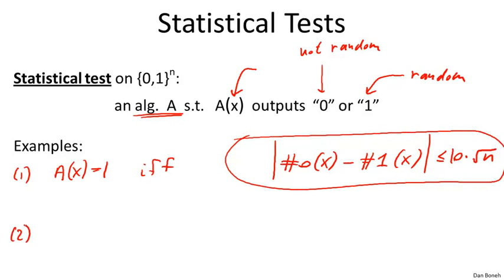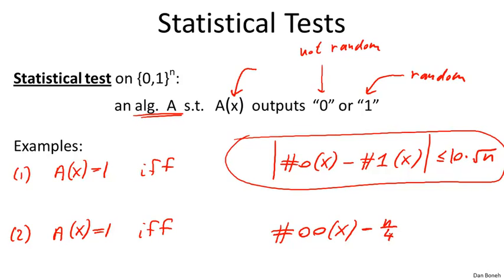Let's look at another similar example. Here, the statistical test will say 1 if and only if the number of times that we have 2 consecutive zeros inside of x is about what we'd expect. Let's think about this for a second. This counts, in this string of n bits, the number of times that we see the pattern 0, 0, 2 consecutive zeros. For a random string, we expect to see 0, 0 with probability 1/4, and therefore in a random string, we'll expect about n over 4 blocks of 0, 0.